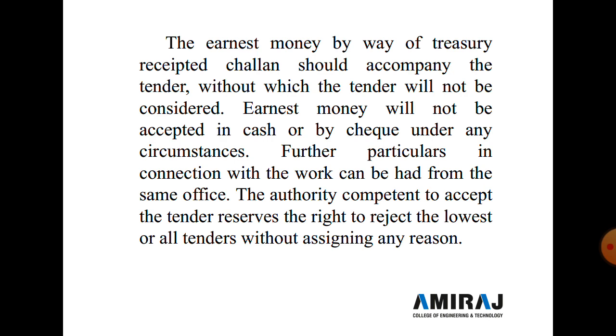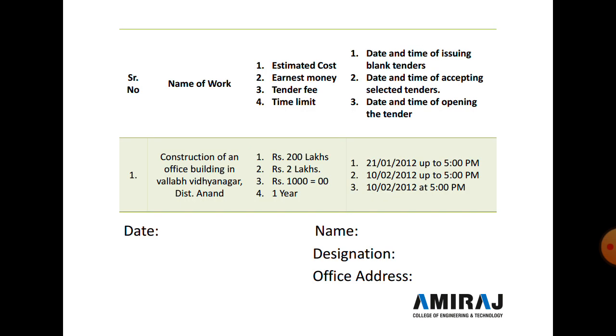Further particulars in connection with the work can be had from the same office. The authority competent to accept the tender reserves the right to reject the lowest or all the tenders without assigning any reason. Now see this one demo: serial number, name of the work. Like construction of office building, this simple example is given: construction of office building in Vallabh Vidyanagar, district Anand.